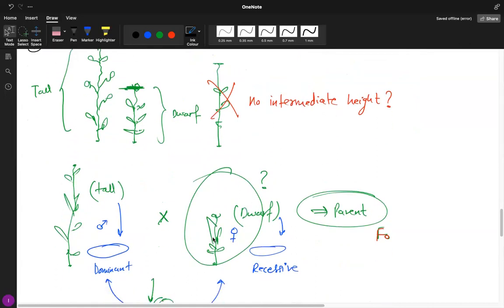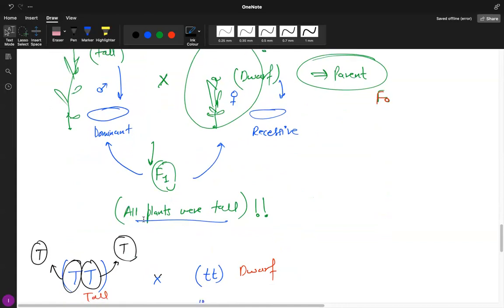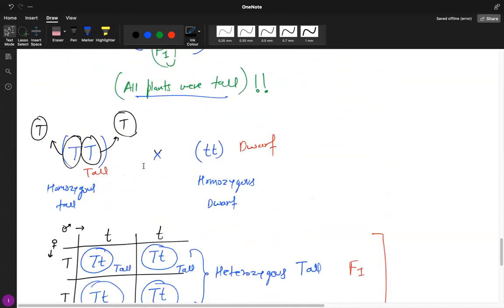Okay. And what did Mendel do? We discussed a little bit about what Mendel did, right? Yes, sir. What did he do? He crossed two plants, one tall and one dwarf, and then it gave rise to a tall plant, which was F1.